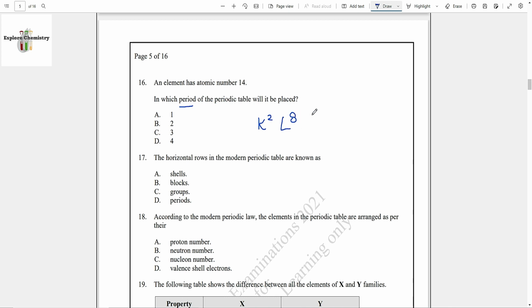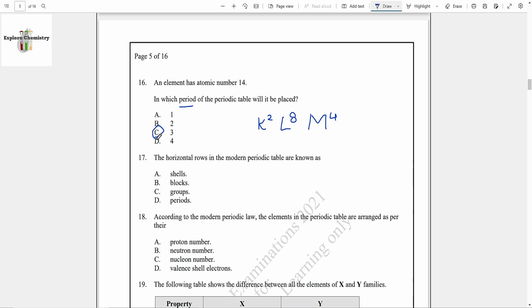This has become 10 electrons. Next shell is the M shell. It will have 4 electrons. Now these are total 14 electrons. You see 3 shells are used to fill these electrons. So third period will be the answer.